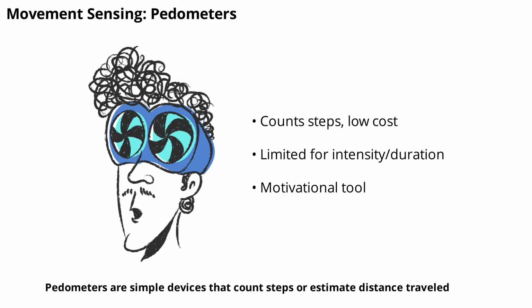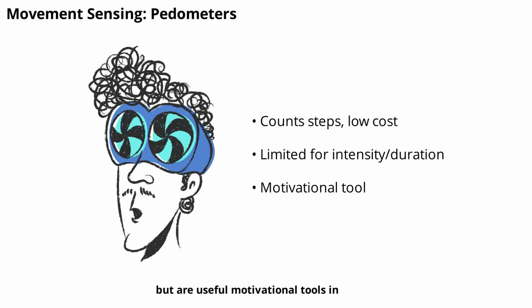Pedometers are simple devices that count steps or estimate distance traveled. They use mechanisms like spring lever arms or accelerometers to detect movement. Pedometers are low cost and reliable for counting steps, but they're less accurate for measuring distance or energy expenditure, especially at slow speeds. They can't measure activity intensity or duration, but are useful motivational tools in interventions aiming to increase physical activity. Pedometers are best suited for studies focused on step counts rather than detailed activity analysis.